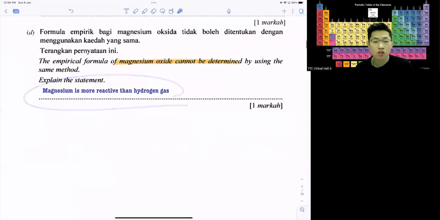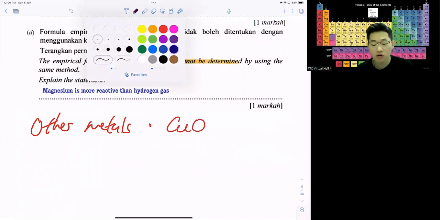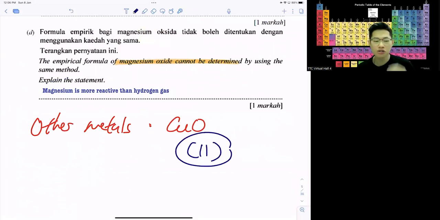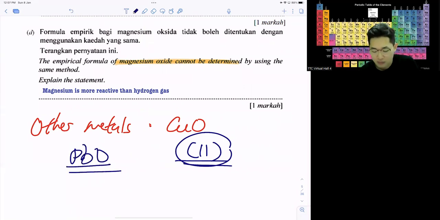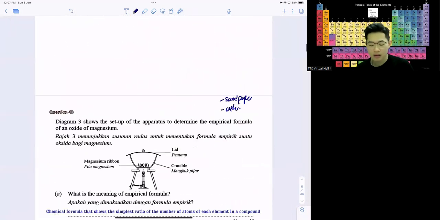So what are the other metals that use the same method as CuO? So CuO is called copper 2 oxide, right? Copper 2 oxide. So you just give examples that have 2, like iron 2 oxide, lead 2 oxide. Those are the examples that are the same as CuO. Okay, like that. Next.